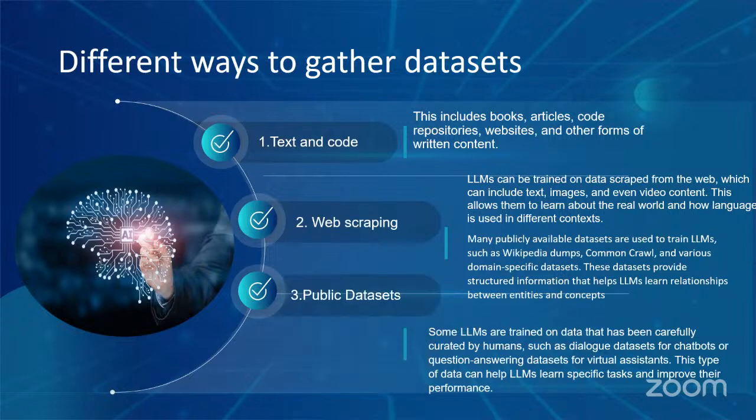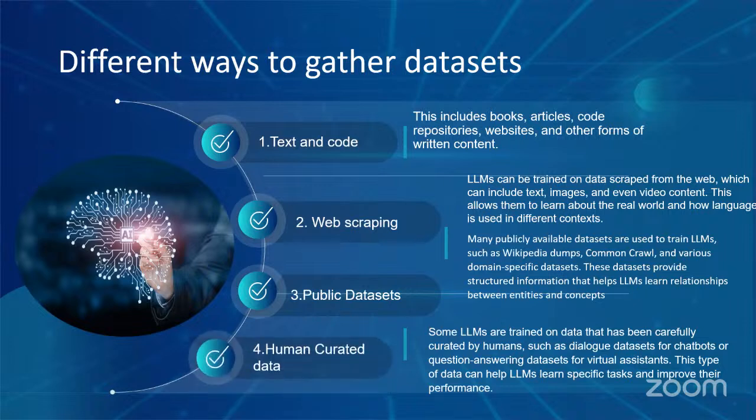Then there are public datasets, publicly available datasets. Many publicly available datasets are used to train the LLMs, such as Wikipedia dumps, Common Crawl, and various domain-specific datasets. These datasets provide structured information that helps our LLM learn the relationships between the different entities and the different concepts within the datasets.